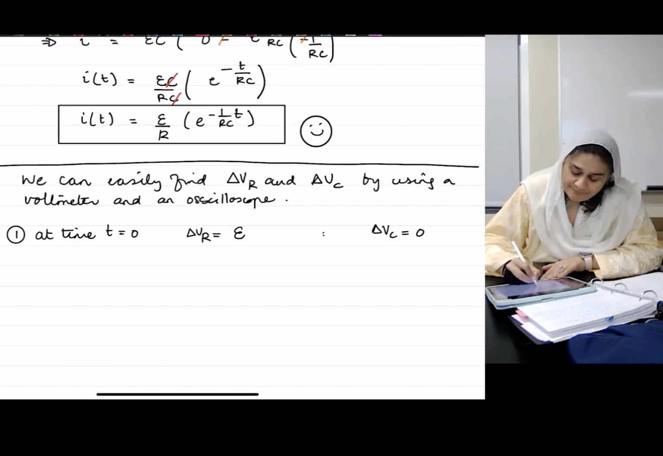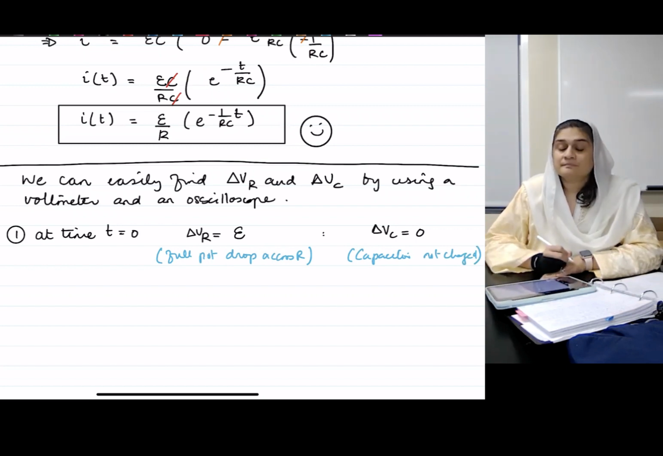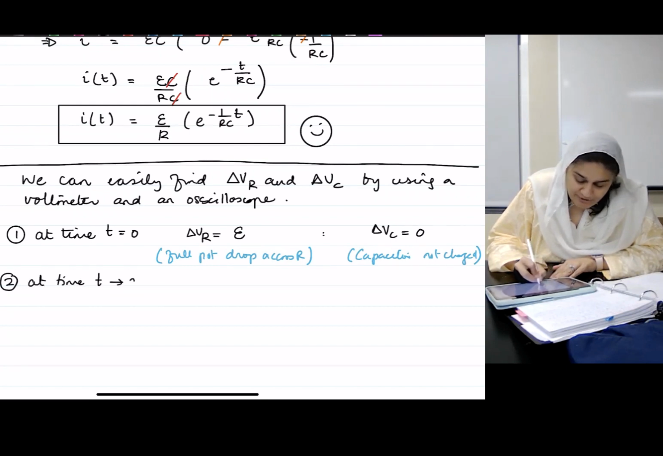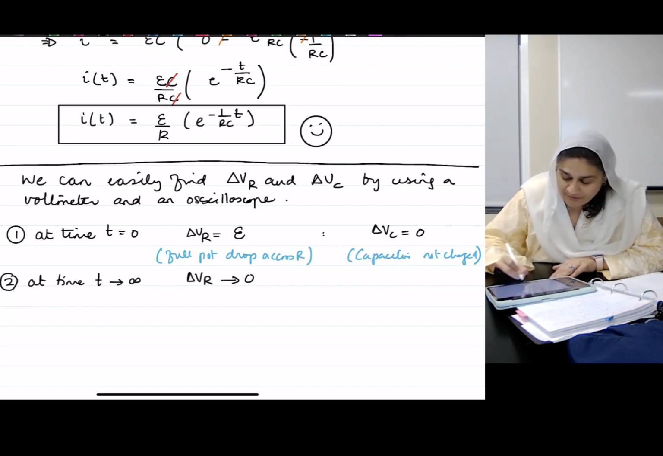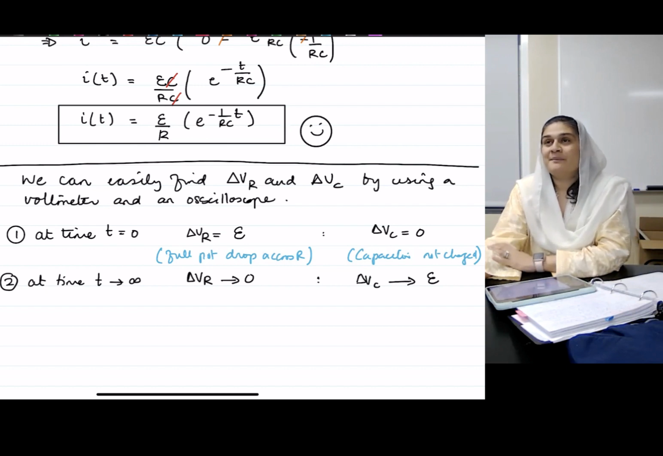So in other words, full potential drop across R and the capacitor not charged. On the other hand, as time t approaches infinity, delta VR goes to 0 and delta VC approaches the maximum potential, the EMF provided by the battery.